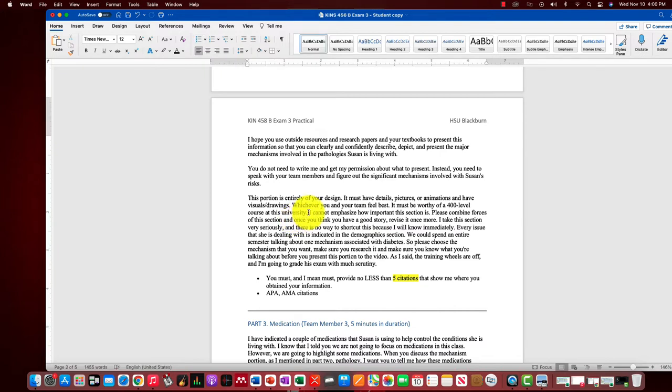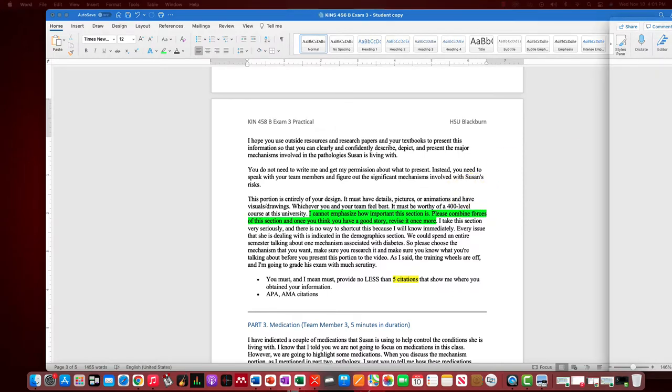Okay, here's my public service announcement. Let me just highlight it so I know that I presented this to you guys in a way that was fair. I cannot emphasize how important this section is. Please combine forces on this section, and once you think you have a good story, revise it, revise it, revise it. Okay, so what do I mean by a good story?